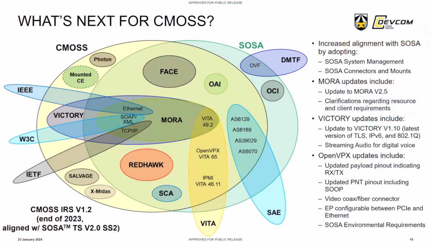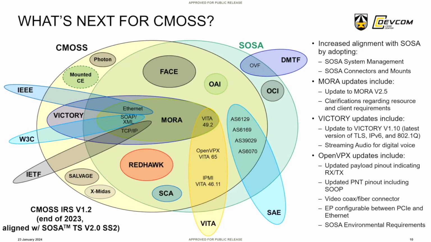Let's see, on this I'll just point out in the lower right there, the updates for the OpenVPX form factor. We've included some payload pinouts. These are the blind mate coax. We're indicating what's transmit and what's receive. We've got the connection there, the coax for the Snoop input, video coax and fiber connections, and so forth.